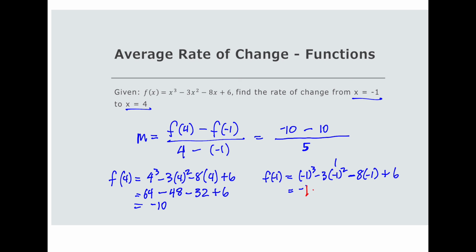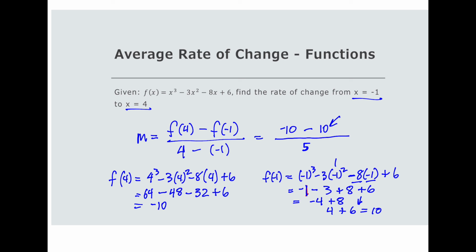So negative 1 minus 3. And then this is negative 8 times negative 1. That becomes plus 8 and then plus 6. So negative 1 minus 3 is negative 4. Negative 4 plus 8 is 4. And then we add 6, so we get 10. And so we write in 10 up here.